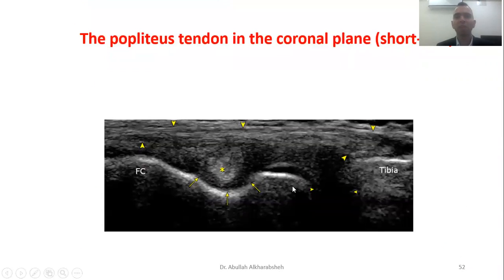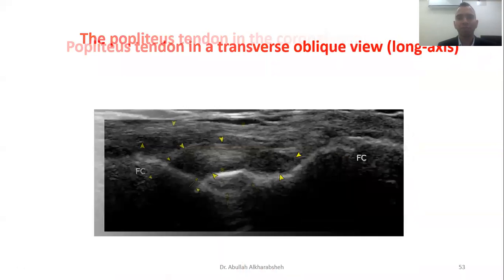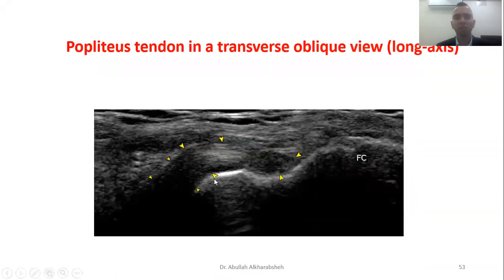The popliteus tendon in the coronal view, as we see in short axis view. This is the femoral condyle and tibia. This is the popliteal tendon. As we see here, this is the long axis view of the popliteal tendon and ligaments, always a hyperechoic fibrillar structure. If there is any anisotropy or hypoechoic appearance, we have something wrong. This is the femoral condyle.